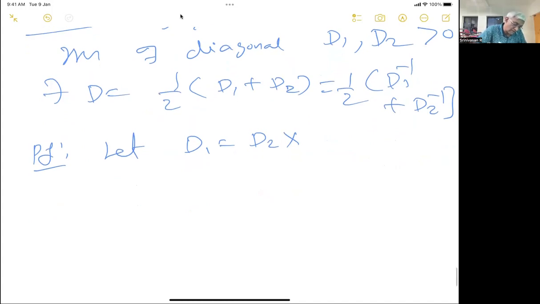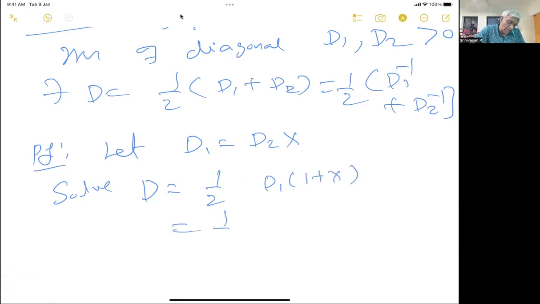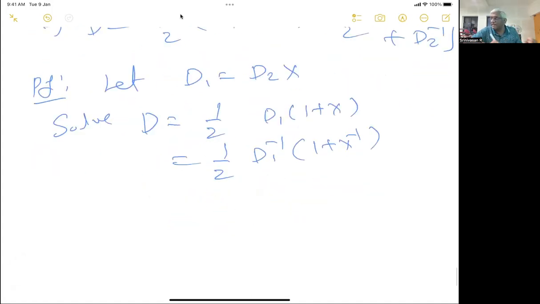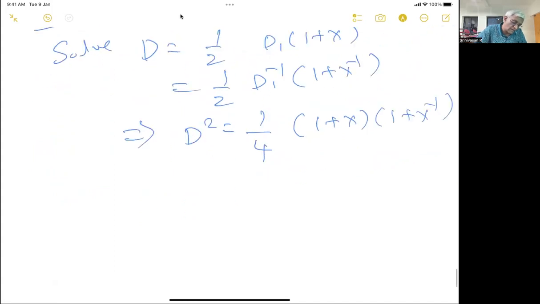Then you want to solve this equation. D is equal to half D1 plus D1 x, so D1 into 1 plus x. And also equal to half D1 inverse into 1 plus x inverse. It doesn't matter, they all commute, since we have only diagonal matrices. So this implies D square equal to 1 by 4, D1 will cancel, and it is 1 plus x into 1 plus x inverse. Let me do the calculation once.